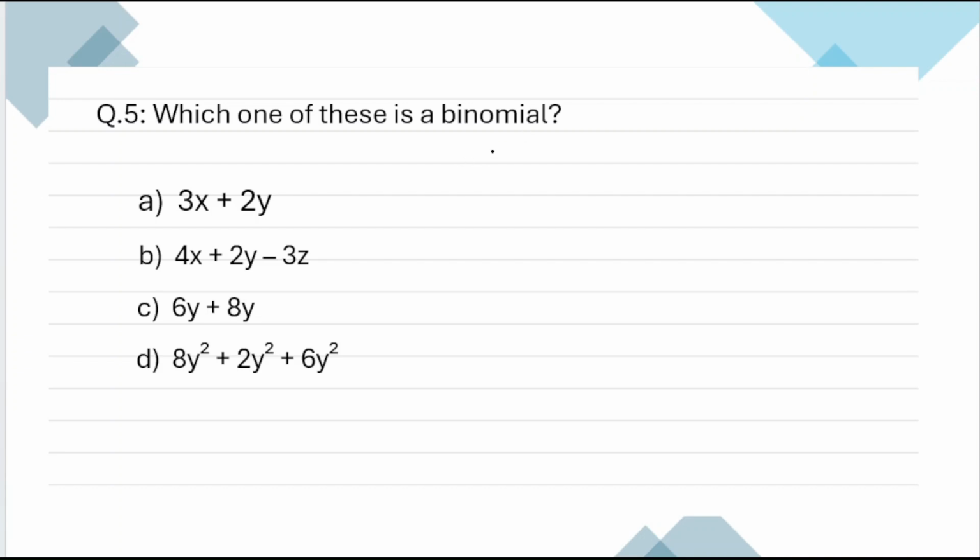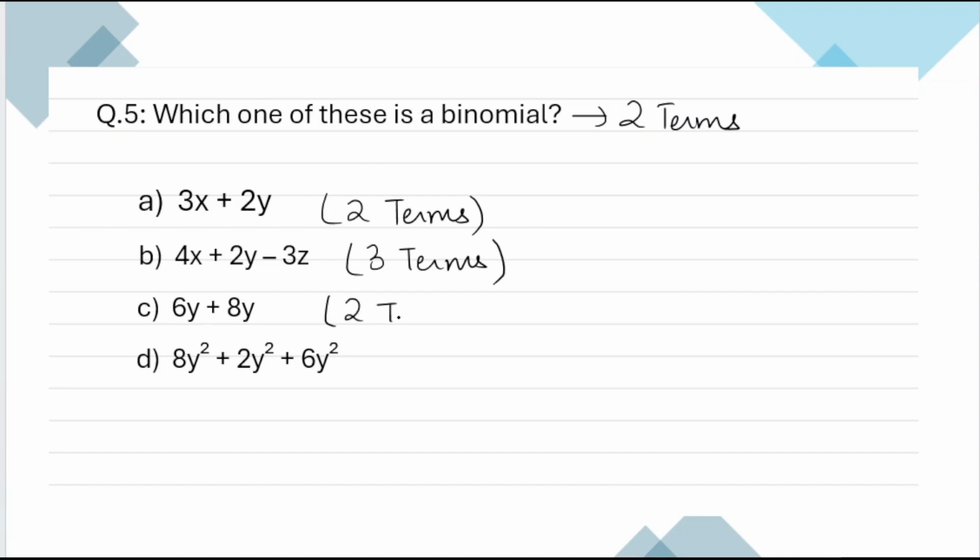Which one of these is a binomial? As I told you, binomial means a polynomial with how many terms? Two terms. So A part, 3x plus 2y. Yes, it has two terms. Is it a binomial? Let's take our other options also. 4x plus 2y minus 3z, three terms. 6y plus 8y. Oh, there are also two terms. And then 8y square plus 2y square plus 6y square is also three terms. But there is something to consider.